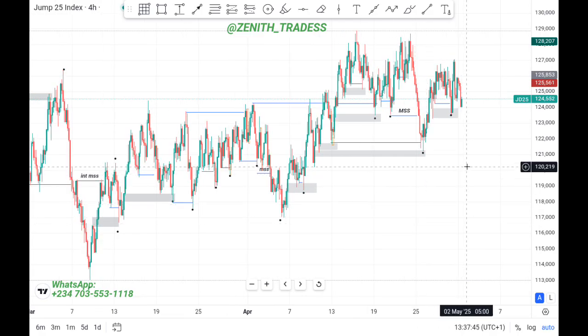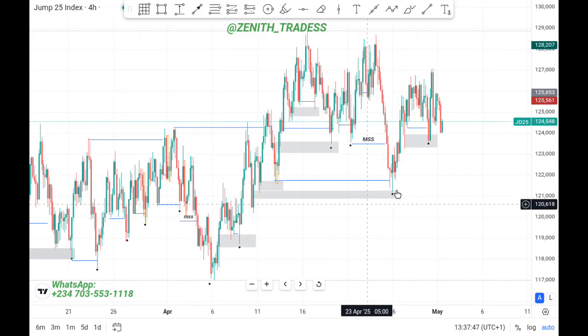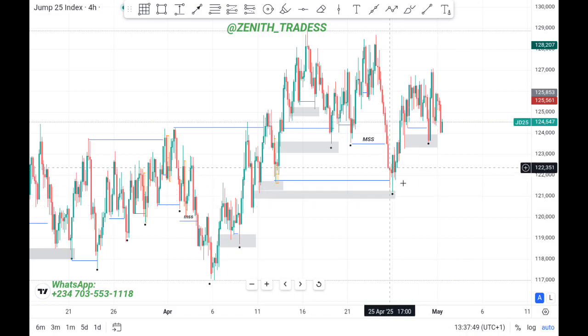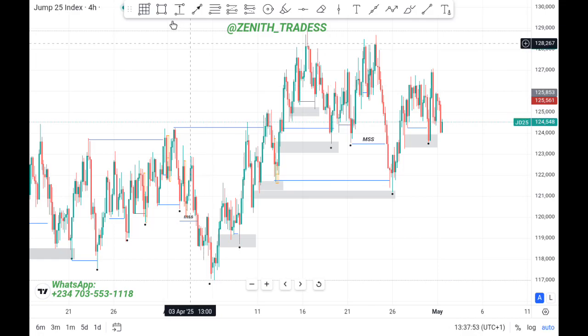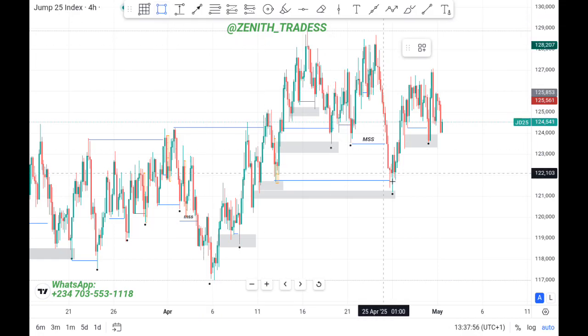As I said, all these lows are my strong lows, and these are where I'm going to find a reclaim block or a CRT formation. In this place too, I did not see anything like CRT, but let me mark it. After sweeping liquidity, we anticipate a reclaim block or CRT formation.